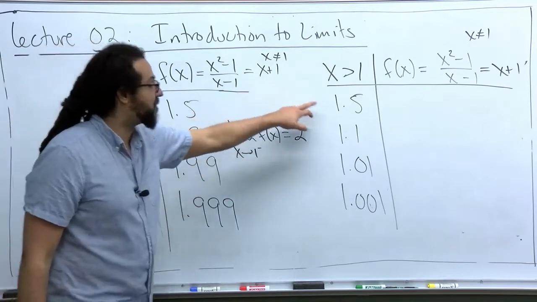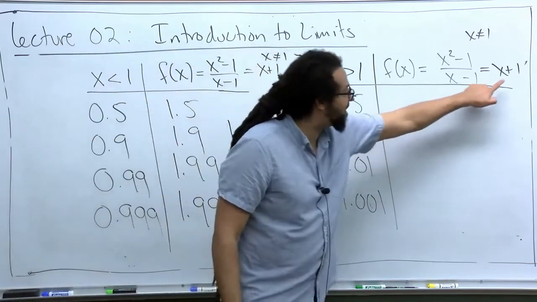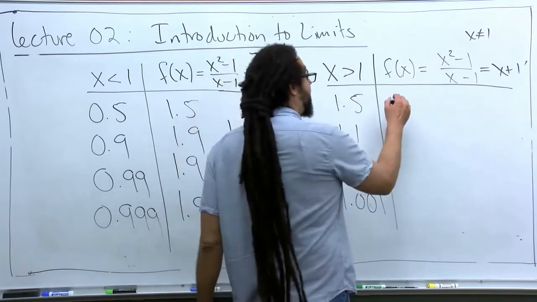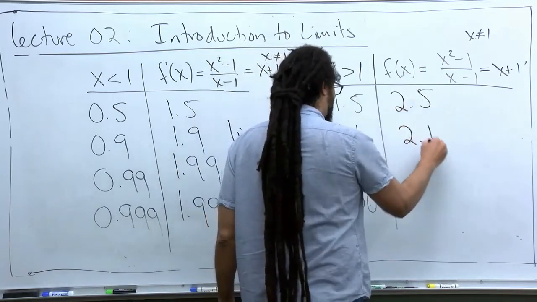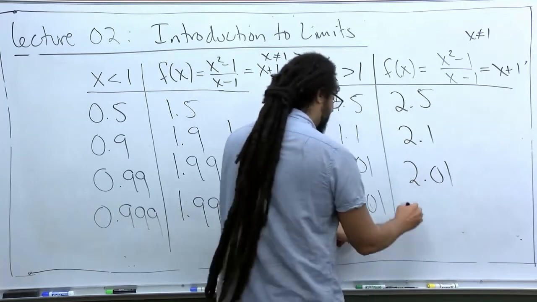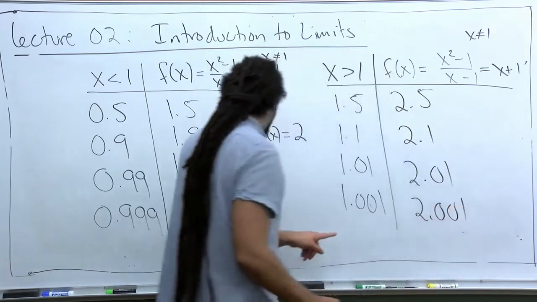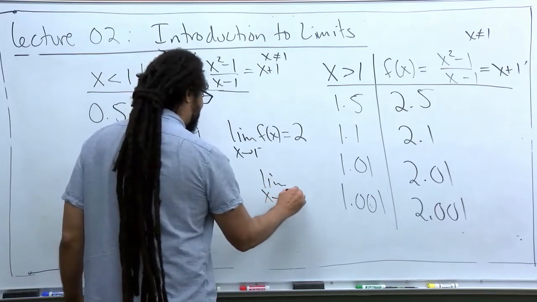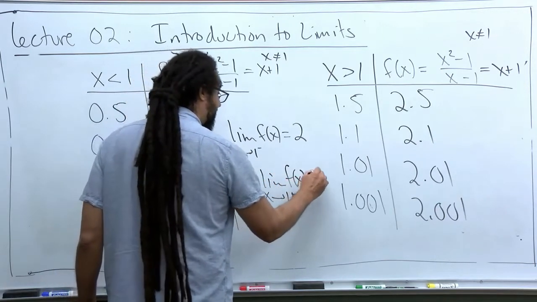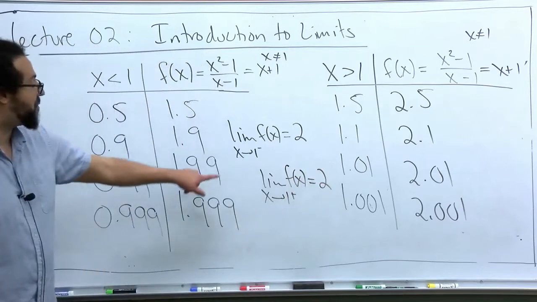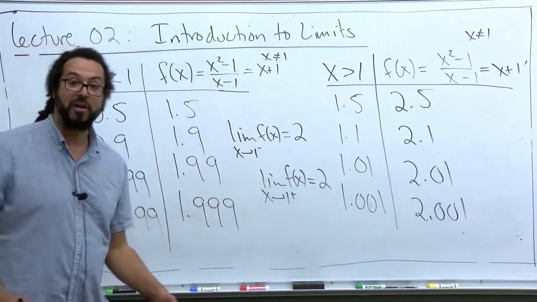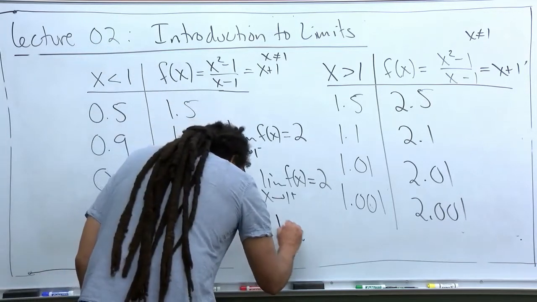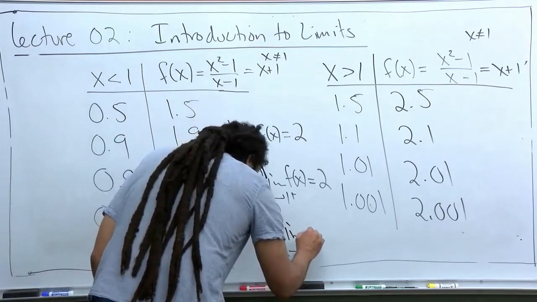So this is fine. Again, I'm going to plug these numbers into x plus 1 instead of x squared minus 1 over x minus 1. So here I get 2.5, 2.1, 2.01, and then 2.001. So again, it looks like the limit as x approaches 1 from the right of our function is about 2. Therefore, the two-sided limit as x approaches 1 should be equal to 2 as well.